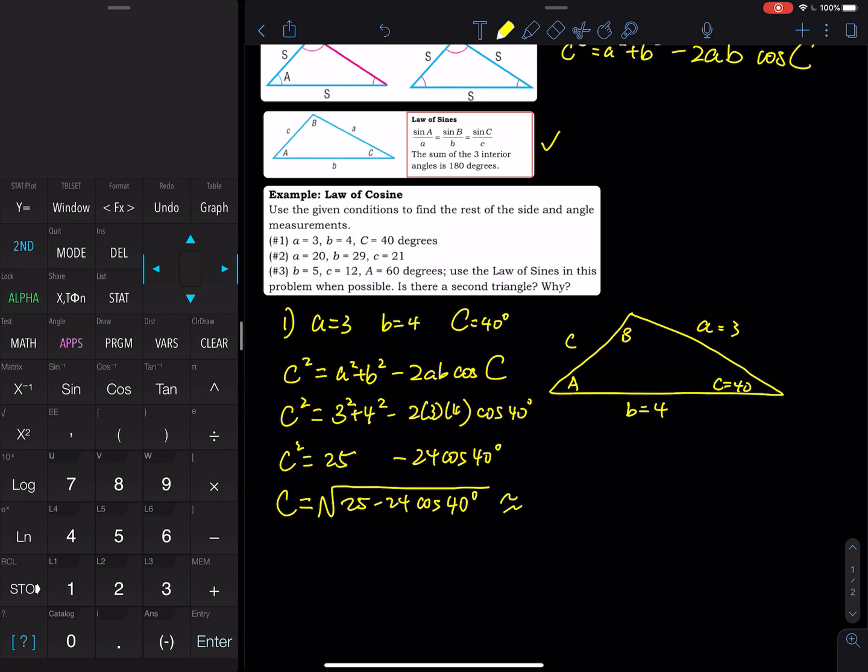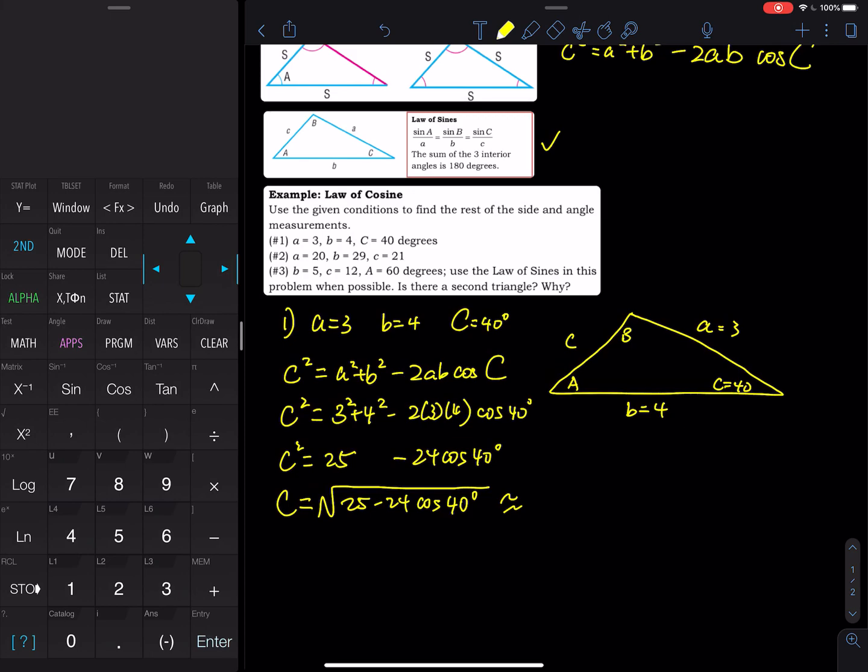Can we approximate the 25 minus 24 times cosine first? Yes, you can, but if you round that answer, and then you take the square root, you round it again, so you accumulate more round off error. In my perspective, I would like to do my best to avoid all the round off error.